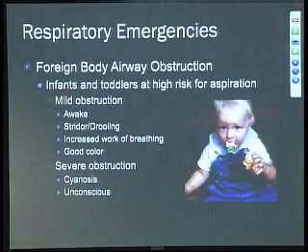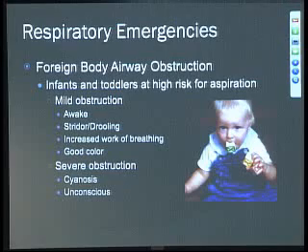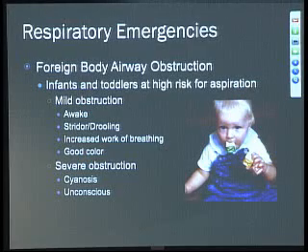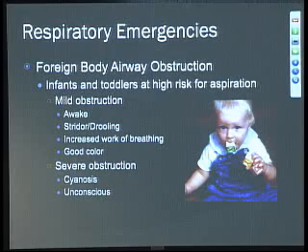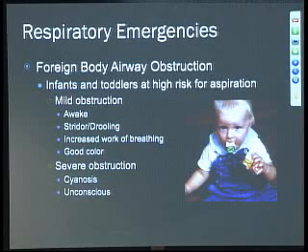So with foreign body airway obstruction, this is typically something that you're seeing in infants and toddlers, rarely the developmentally delayed older child. So with mild obstruction, you may see stridor or drooling. You may see increased work of breathing, but the skin assessment is still going to be normal. Severe obstruction, the child can become cyanotic or unconscious.